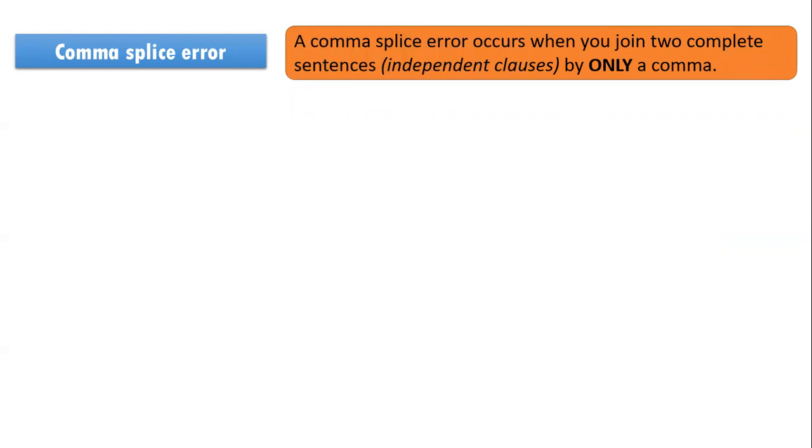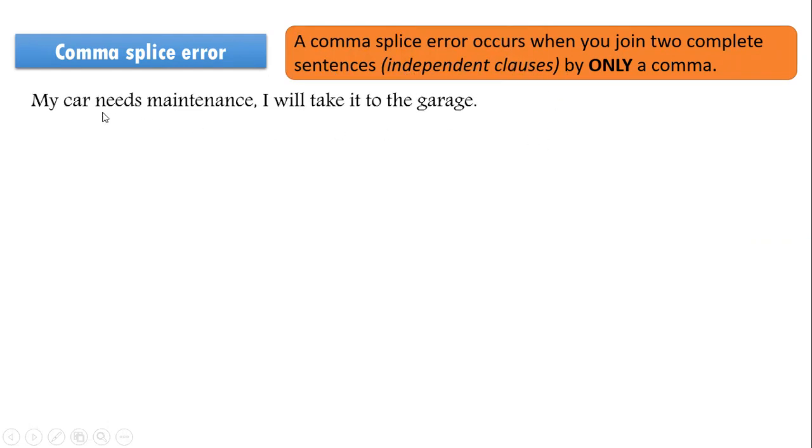Here comes our main topic. A comma splice error occurs when you join 2 complete sentences or 2 independent clauses by only a comma. Like this. My car needs maintenance. My car needs maintenance. This sentence here: I will take it to the garage. I have a comma in between. Do I have a comma splice error here? Is this structure correct? Comma between 2 complete sentences?